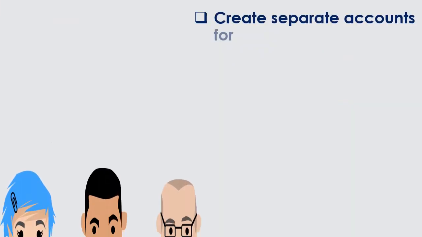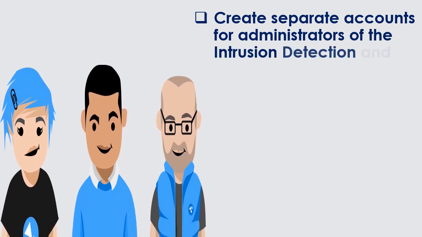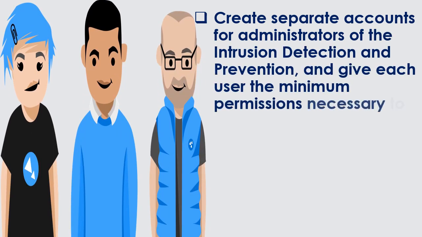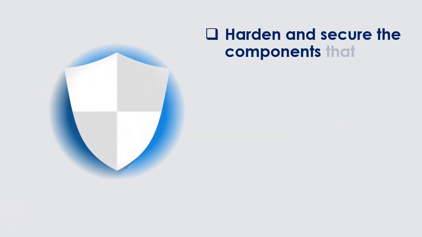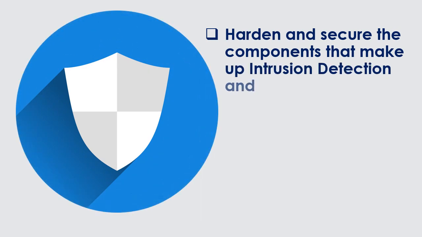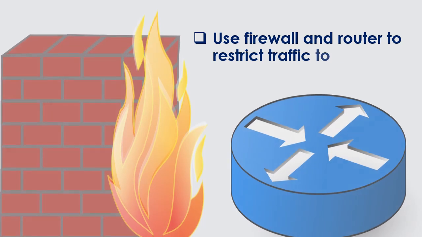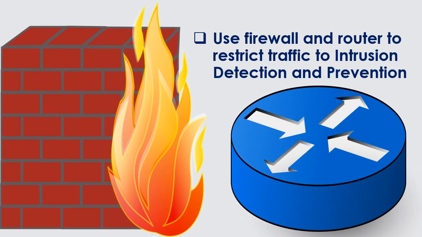Create separate accounts for administrators of the intrusion detection and prevention, and give each user the minimum permissions necessary to perform their duties. Harden and secure the components that make up intrusion detection and prevention. Use firewall and router to restrict traffic to intrusion detection and prevention.